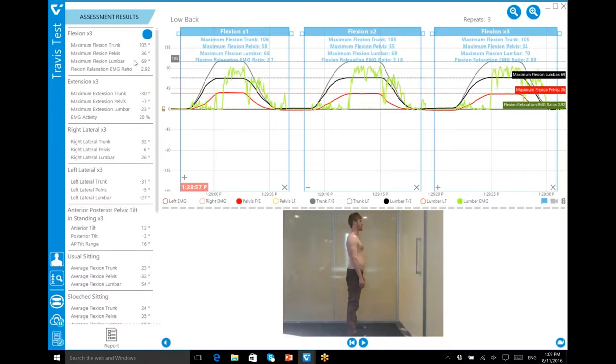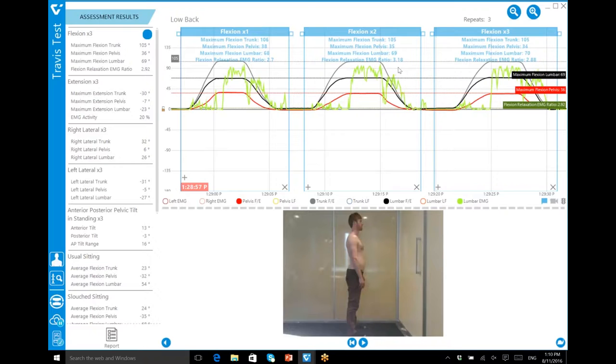Yeah, absolutely. So it's interesting in this case, for our patient Travis, you can look at the individual reps and you can see that the flexion relaxation EMG ratio, 2.7 in the first case, went up to 3.18 in his second rep and then 2.88 for his third repetition. So you might see that the second repetition was the worst.